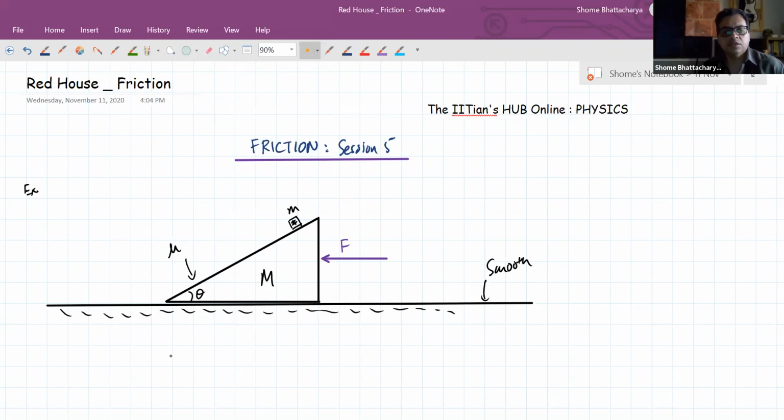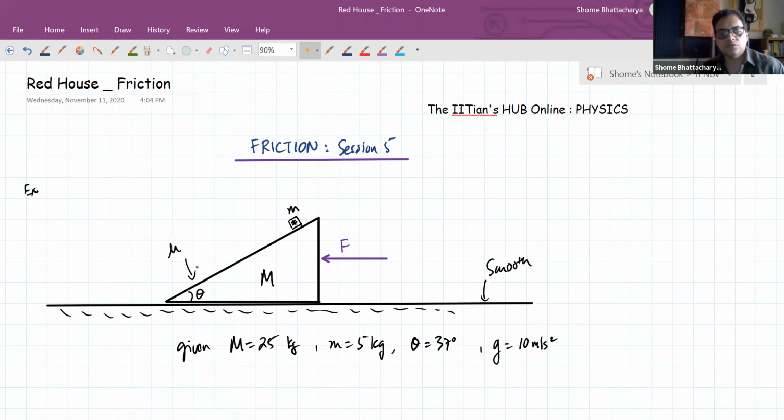Okay. So given these values, let us say capital M is 25 kilograms, small m is 5 kilograms. The angle of inclination is the standard favorite one, 37 degrees, and acceleration due to gravity is 10 meters per second square. But this time this is rough, so the question is going to be a little bit more interesting to solve. So we have to find the range of values, range of magnitudes for F, which is a horizontal external force.